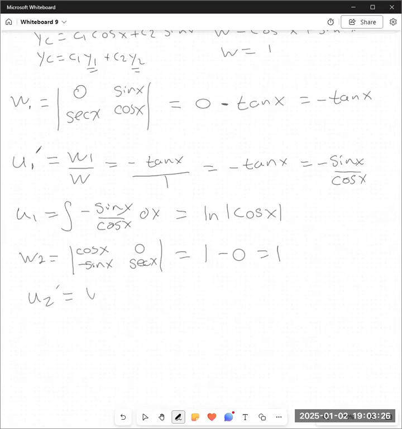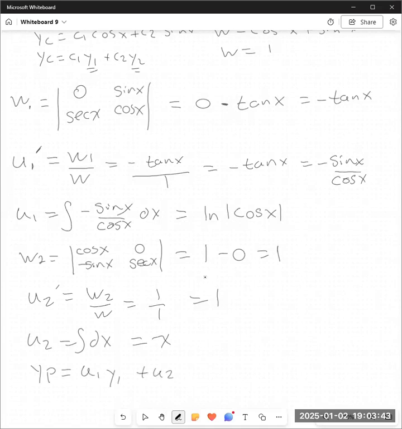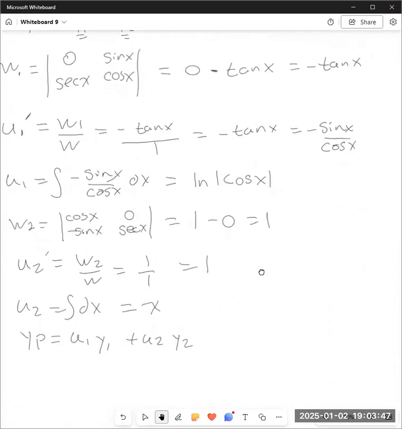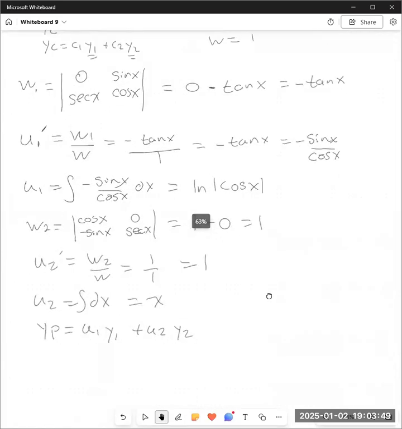u2 prime is w2 over w. That's 1 over 1, which is 1. So u2 is the integral of dx, which is x. So now I want my yp to be chosen as u1 y1 plus u2 y2. Now you see why we need to know what y1 and y2 were here.